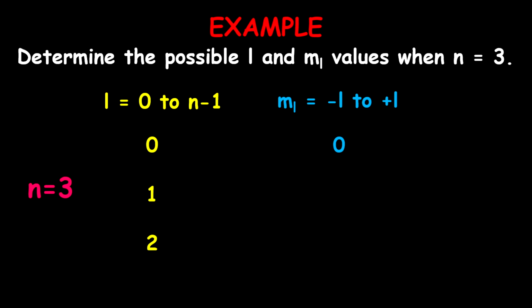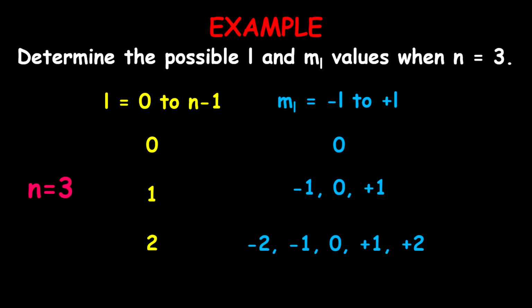Now, let's look at when L equals 1. So we're going to move from negative 1 to positive 1, and so we're going to have negative 1, 0, and positive 1. And so the ml value when L is equal to 2 will start from negative 2 and stop at positive 2. So it'll be negative 2, negative 1, 0, positive 1, and positive 2. So notice each L value has its own set of ml values.